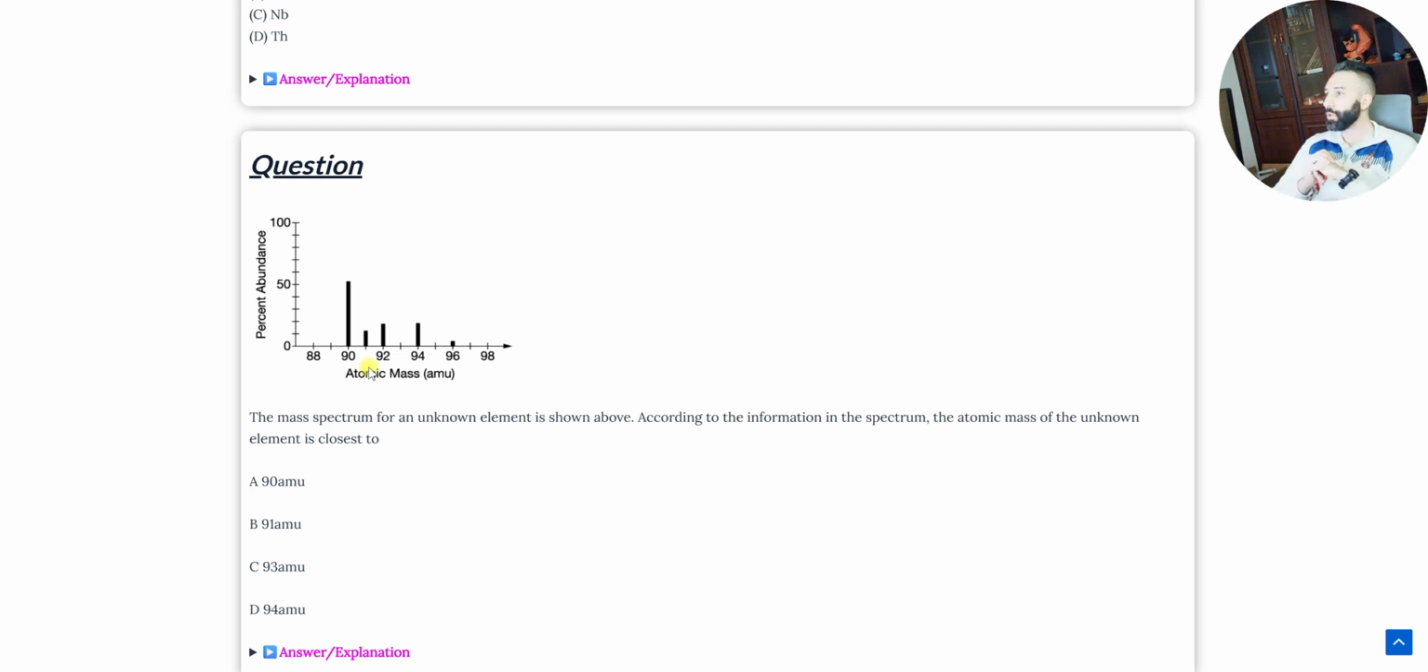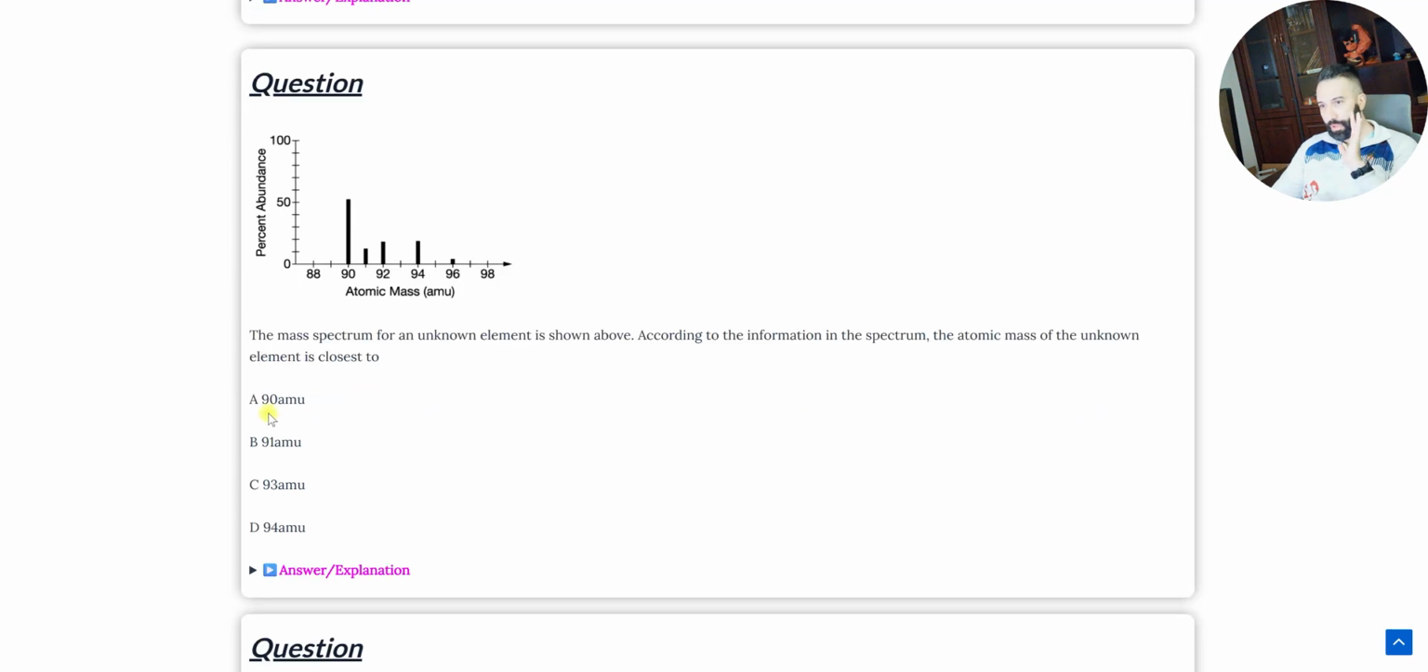But let's try to do it without calculation, because you always want to be quick when you're doing these. You want to teach your mind to kind of work that way. So I've got these here. And if I look at this, I can see that this peak must be bigger than all these combined, because this is 50%. This is percent abundance. So that means 50% is on this side.